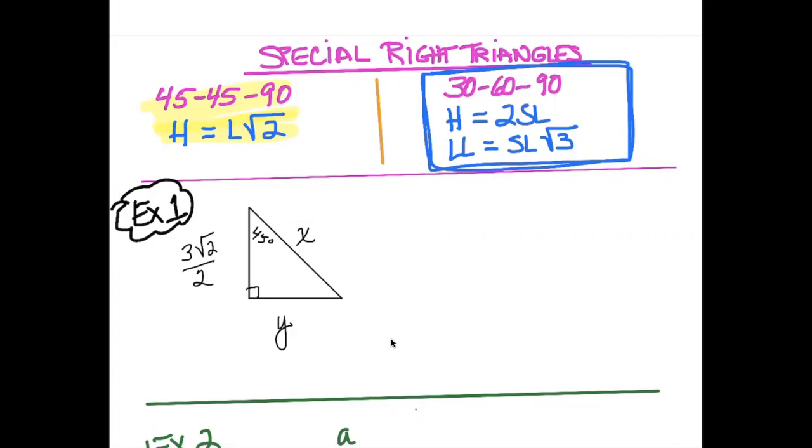Okay, so I'm going to go ahead and set up the formula. This is a 45, 45, 90. So I'm going to use the yellow highlighted formula, which is H equals L times the square root of 2. What's pretty simple here is that I already know this leg, and I do know that this is isosceles, so I already know that y is also 3 times the square root of 2 over 2. I have half the problem done.